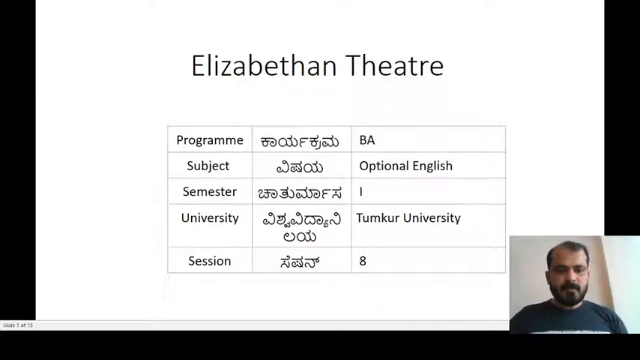So students, let us have some slides on the screen so that you can focus more on Elizabethan theatre. Okay, so here in this slide, you see the title of this slide, Elizabethan theatre. What are the outcomes of this video, or this session? I'll tell you some of the outcomes of this video.